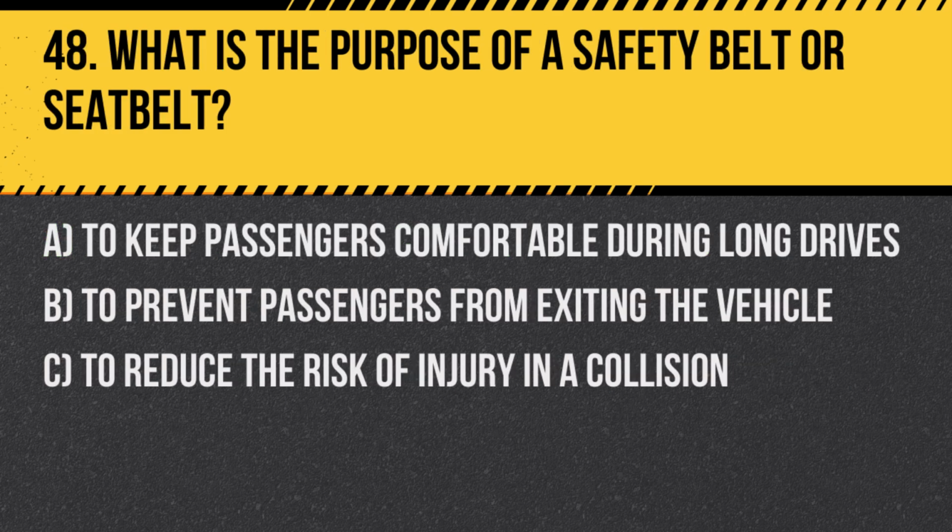Question 48. What is the purpose of a safety belt or seat belt? A. To keep passengers comfortable during long drives. B. To prevent passengers from exiting the vehicle. C. To reduce the risk of injury in a collision. Answer C. To reduce the risk of injury in a collision. The purpose of a safety belt or seat belt is to reduce the risk of injury in a collision by restraining passengers and preventing them from being thrown from the vehicle.